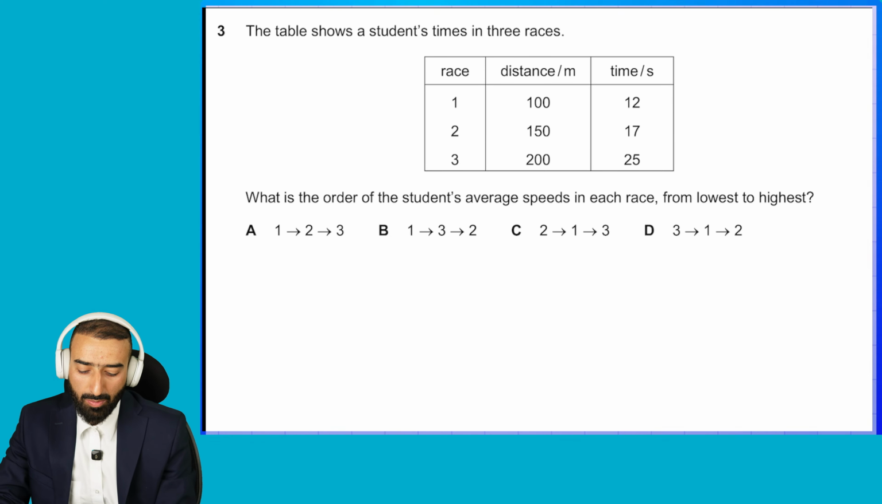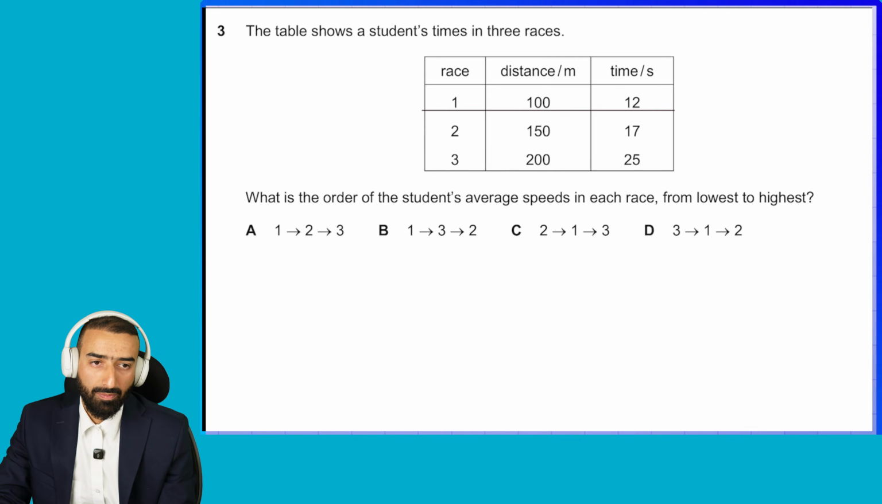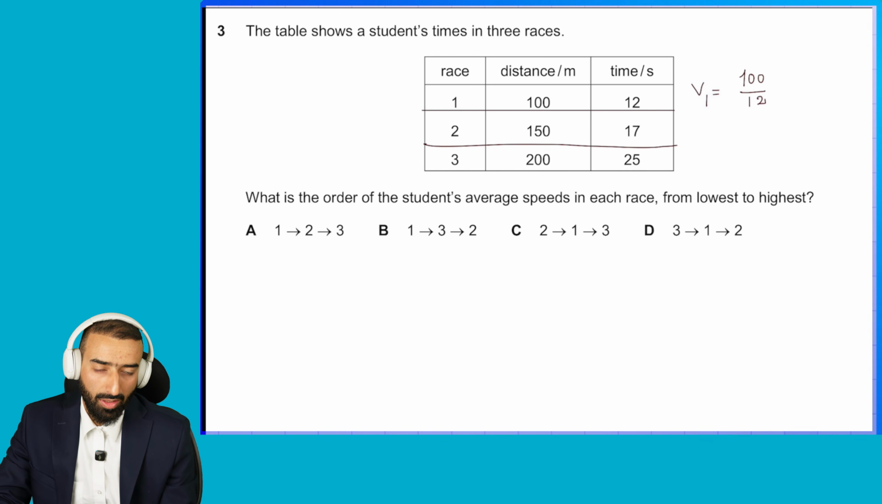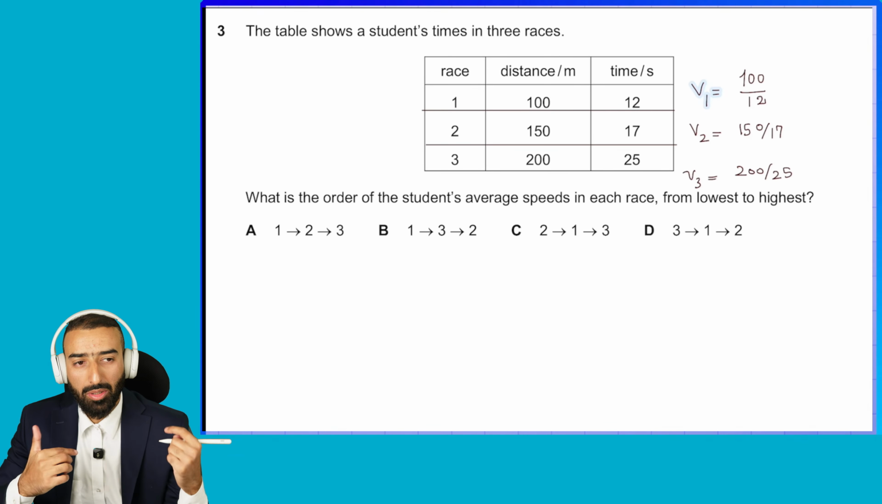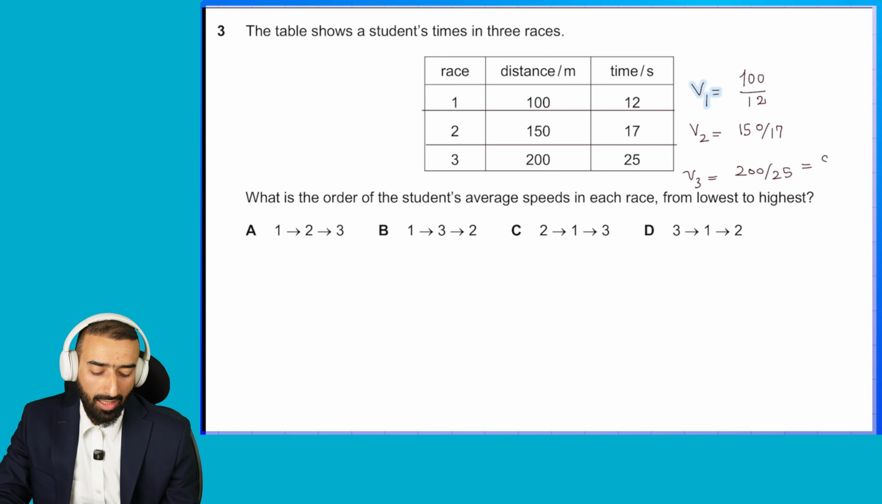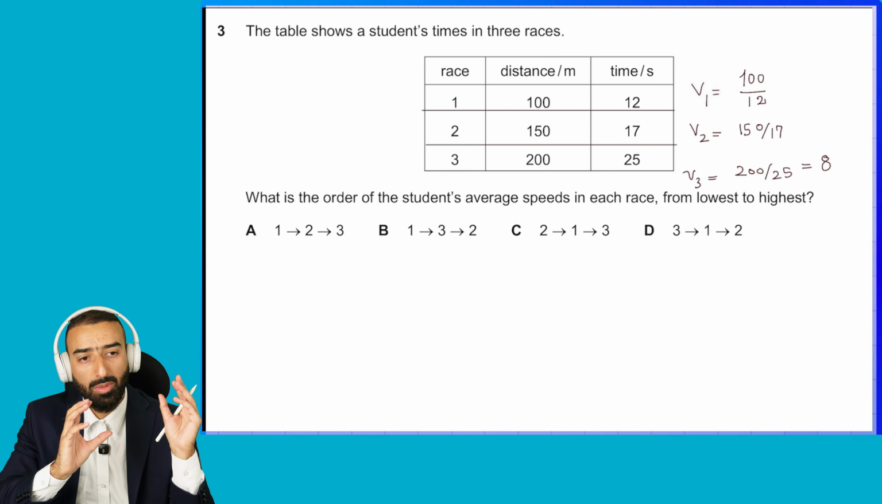Alright, let's find the average speed in the first race. How do we do that? Well, average speed, I'll call that V1. Speed in the first race is distance divided by time. I can do the same in the second race. The average speed in the second race is distance divided by time. Same story for the third race, which is 200 meters divided by 25 seconds. Now I can quickly do 200 divided by 25, and that would be 8 meters per second. That's the speed in the third race.